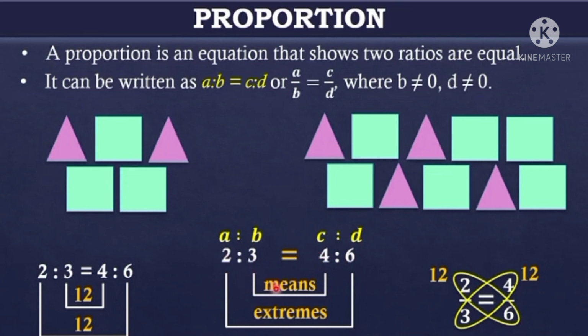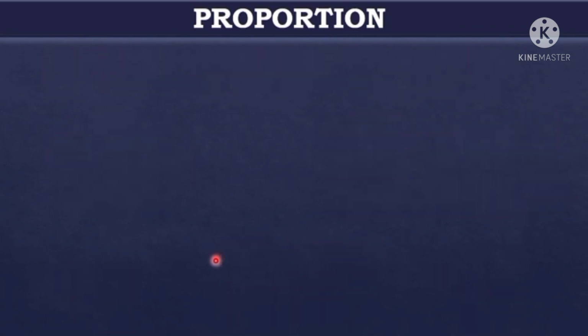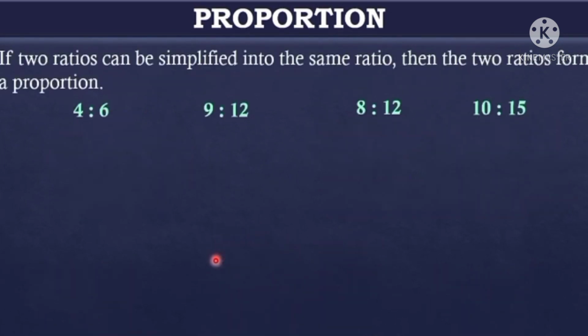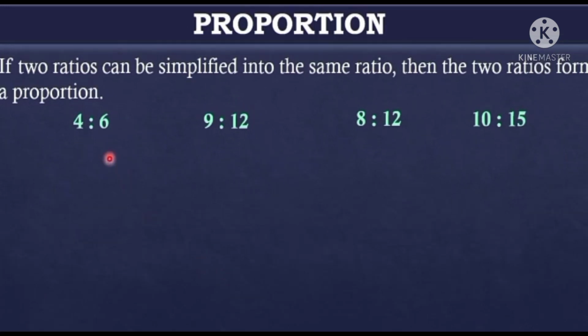There is another way of identifying whether the ratios are equal or if they are a proportion. If two ratios can be simplified into the same ratio, then the two ratios form a proportion. So, for example, we will get the simplified ratio of the given examples. For 4 is to 6, we can get the lowest term by dividing it by 2. So we will have 2/3.